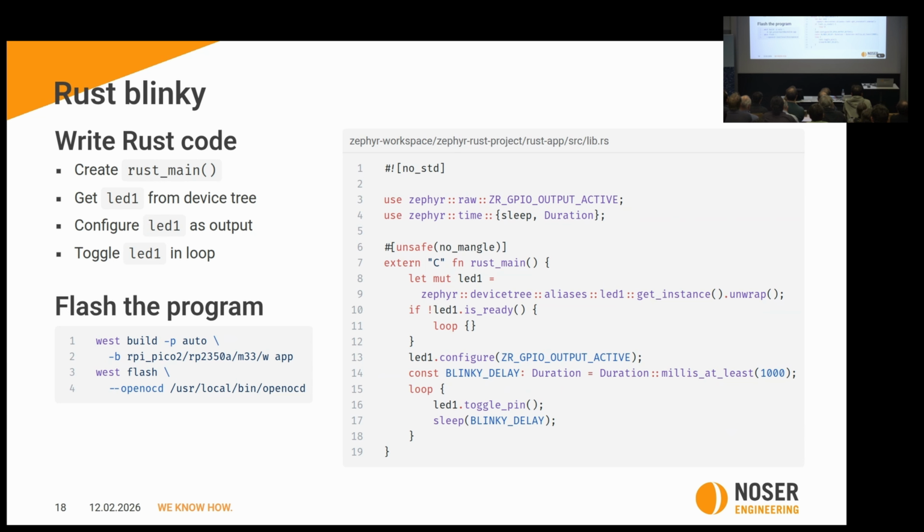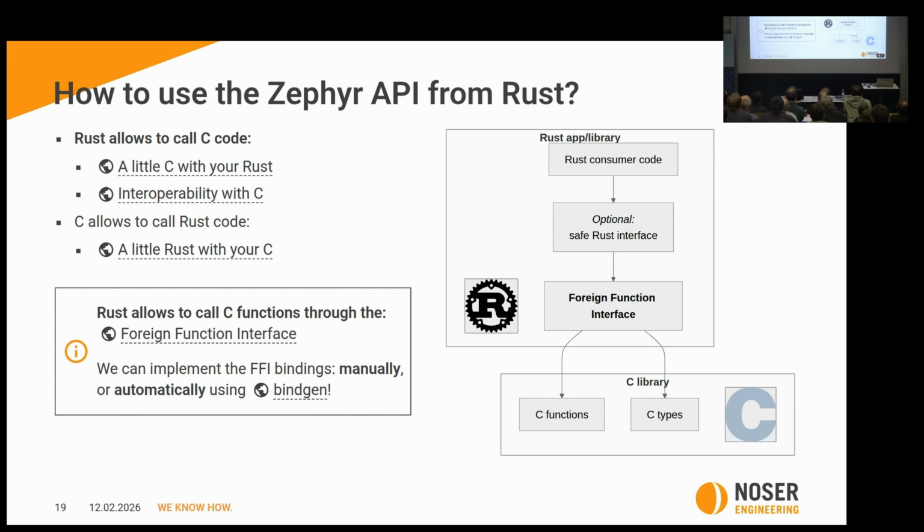Now we want to extend this to access the LED strip handling. How can we even call C code from Rust? With Rust, we have the foreign function interface. You can look it up as interoperability with C from Rust, and this allows us to call functions from other languages, for example, C functions, or we can access C types. There's also support for other languages.